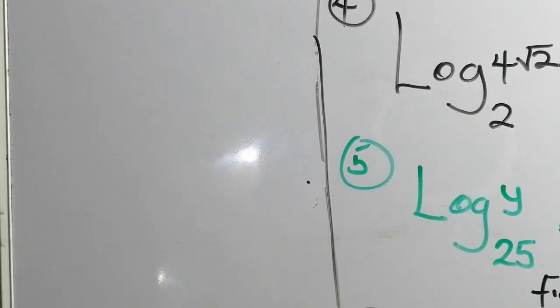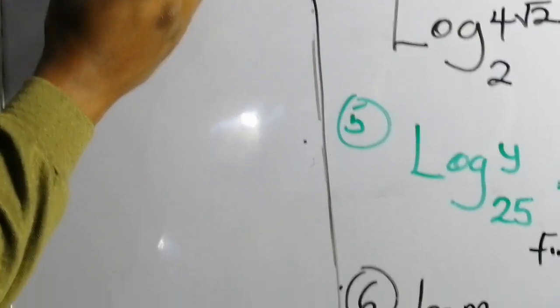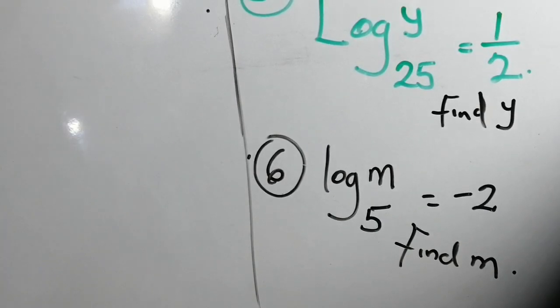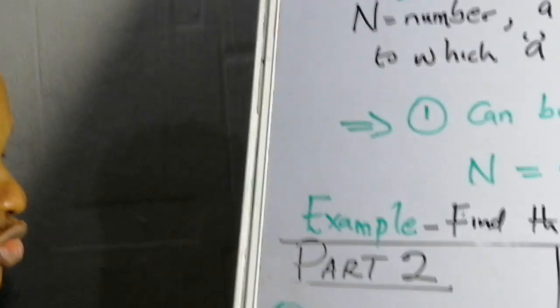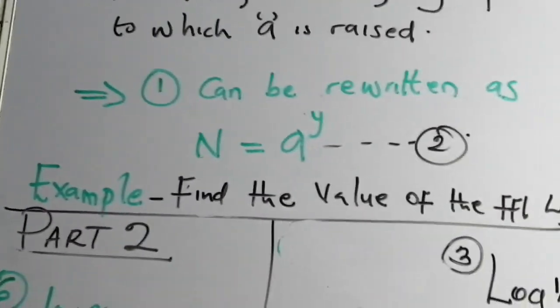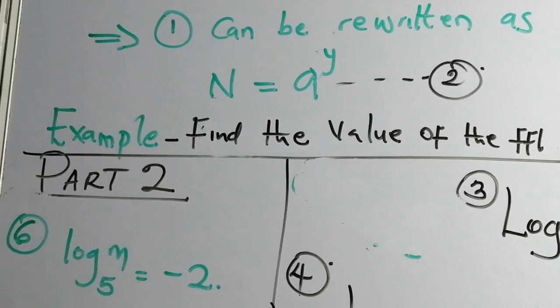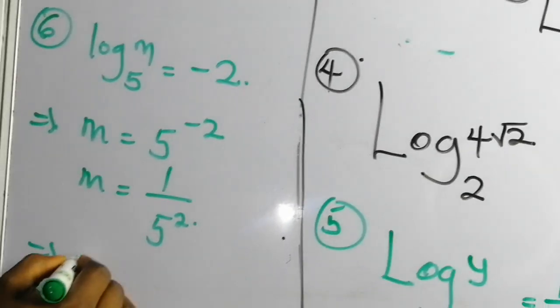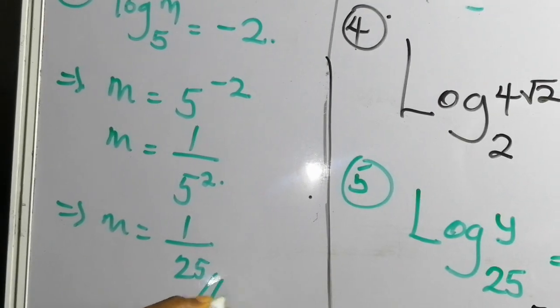Now the last but not the least, number 6, is log m base 5 equals what? Minus 2. And the question says we should find m. So that implies from equation 2 again, m equals what? 5 raised to power minus 2. From indices, I can remove the minus, which is the same thing as saying 1 all over 5 raised to power 2, which implies that m is equal to 1 over what? 5 times 5 is 25. That is just the answer.